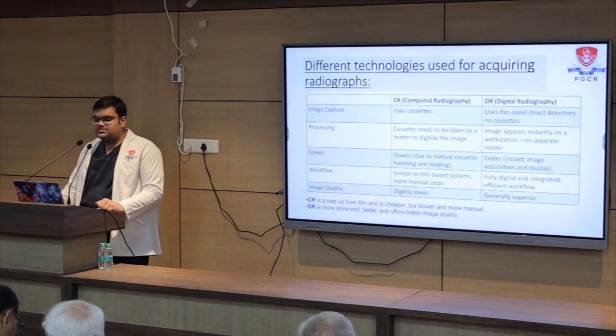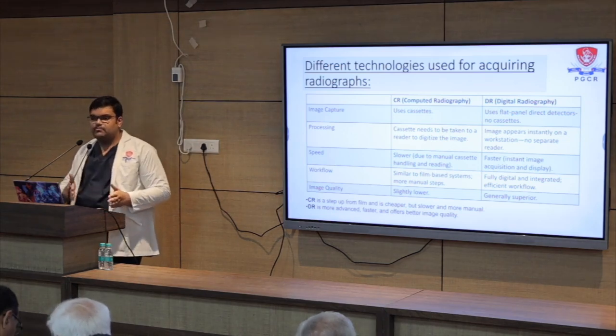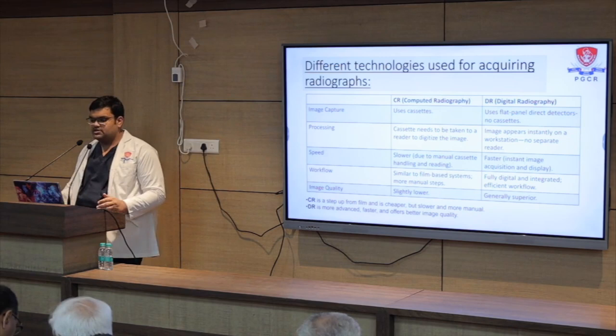There are different technologies used for acquiring radiographs. Namely, in today's day and age, we get them primarily by two technologies. First is computed radiography or CR, and the second is direct radiography or DR.